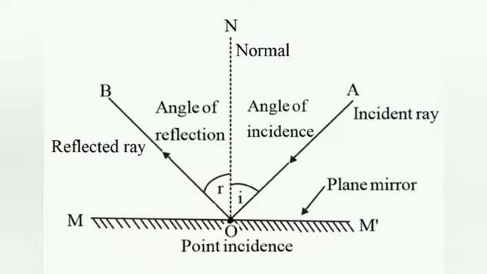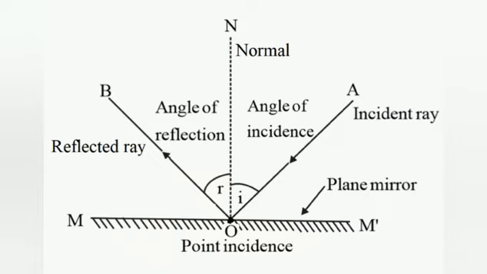Don't forget, the ray of light that hits a plane is called the incident ray. The one that bounces back is called the reflected ray. And there is a perpendicular line in between the incident ray and the reflected ray. This perpendicular line is called the normal. Now, that is the first law of reflection.